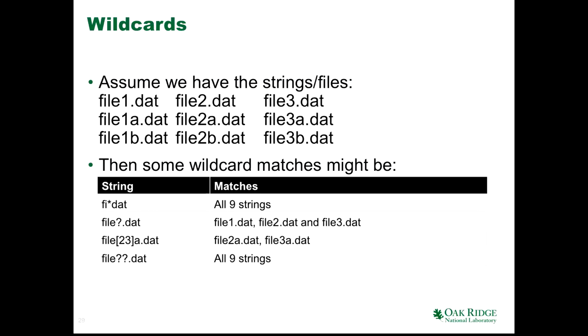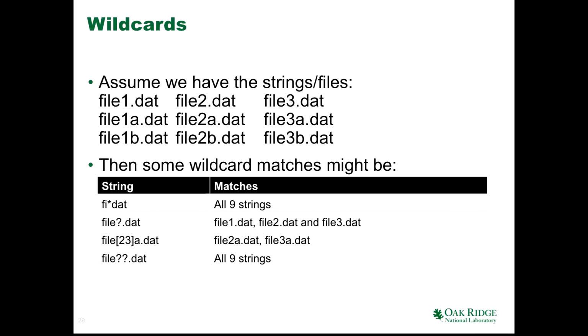To match file1a.dat, it would have to match 2 characters, so it doesn't match that. The third example shows you the use of brackets to only match file2a and file3a. And then what might be a little bit surprising, the bottom one, file with 2 question marks .dat, actually matches all 9 strings. The important thing to remember there is the question mark can match 0 or 1 characters.